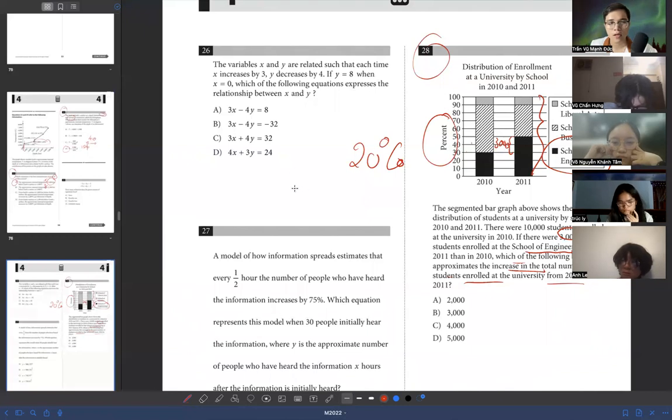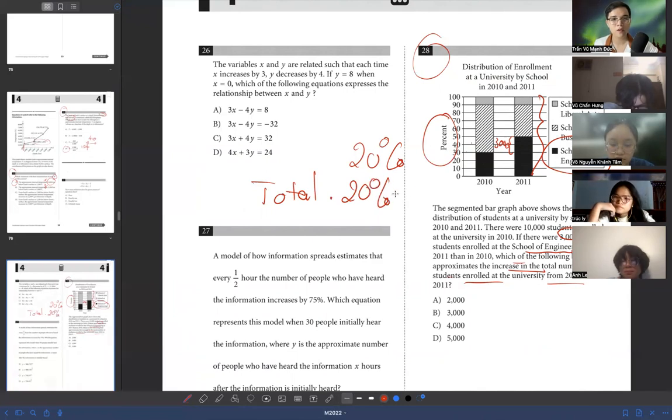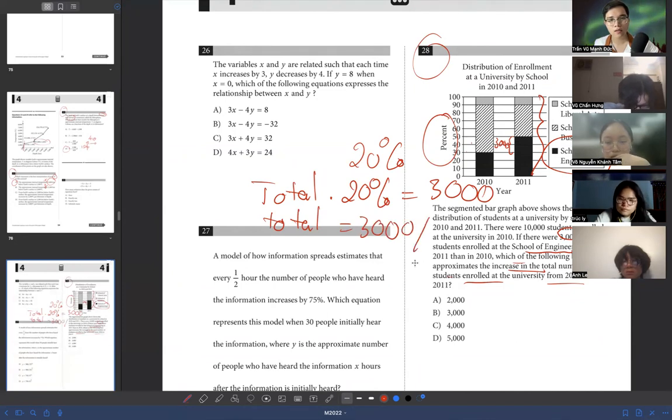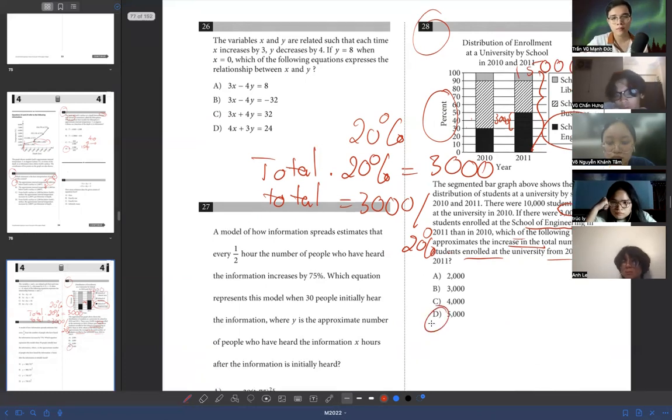So how to calculate, if you have the total, what is 20% of total? You just times 20%, right? But if you want to calculate the otherwise, you're just going to have total equals 3,000 divided by 20%. That's it. You just do it the other way around. 3,000 divided by 20% is 15,000, so it's a 5,000 increase.